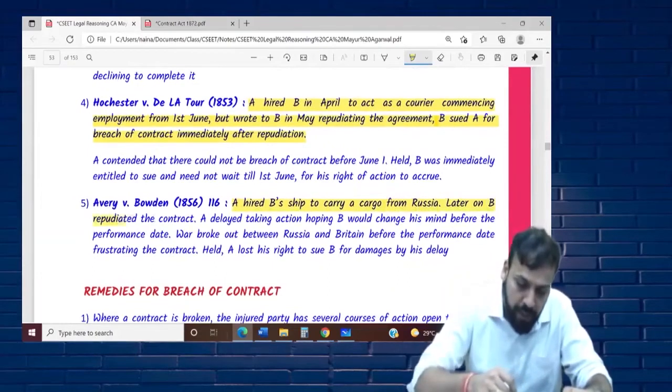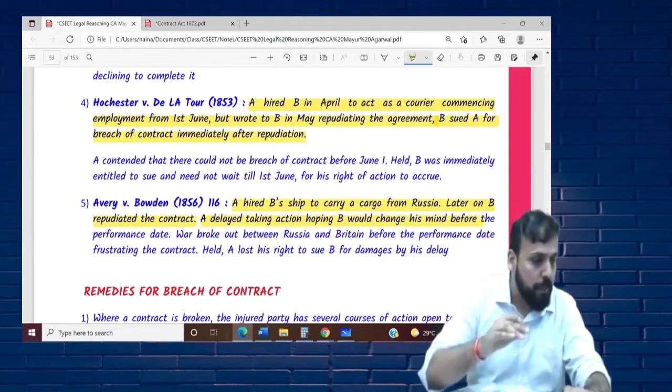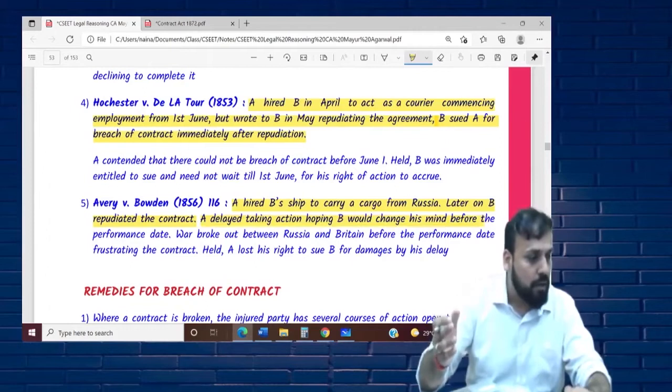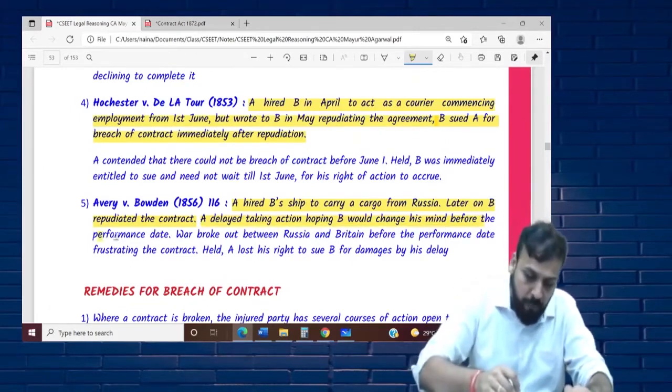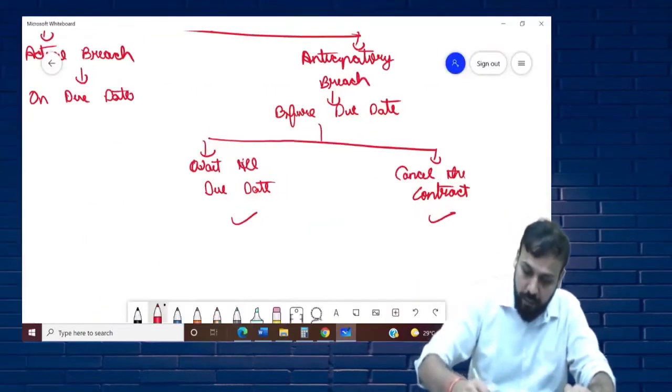Same way, A hired B's ship to carry cargo from Russia. Later on, B repudiated the contract. A delayed taking action, hoping that he would change his mind. What is A doing? Waiting. He hired a ship, they delayed, they did not cancel it. Now he is hoping that he will change his mind before performance. War broke out. Now let's see what is happening. I'll tell you. Wait, just hold on.